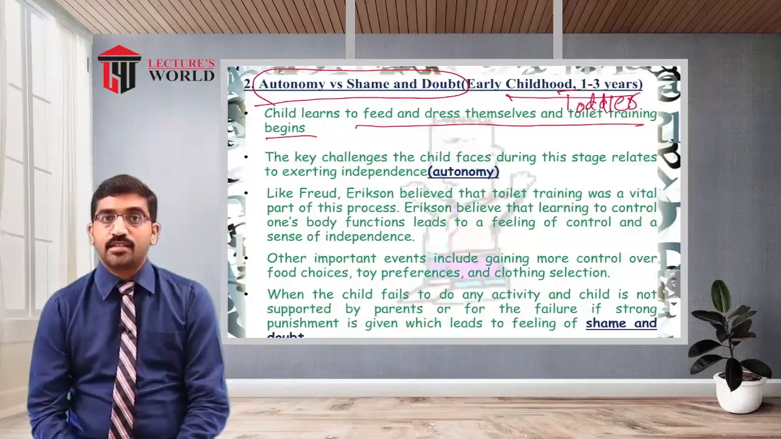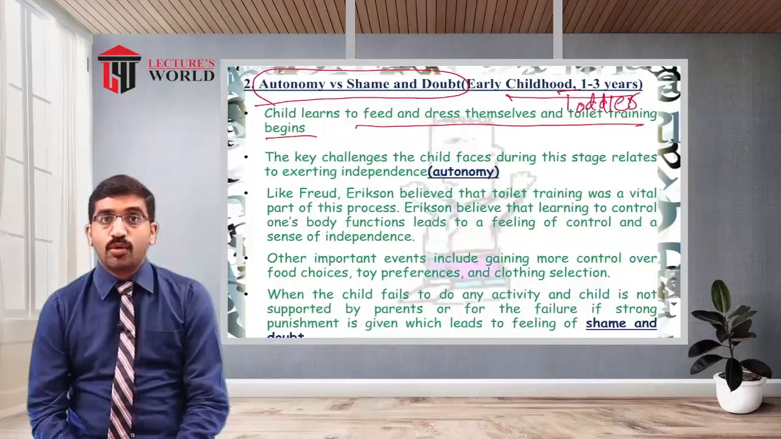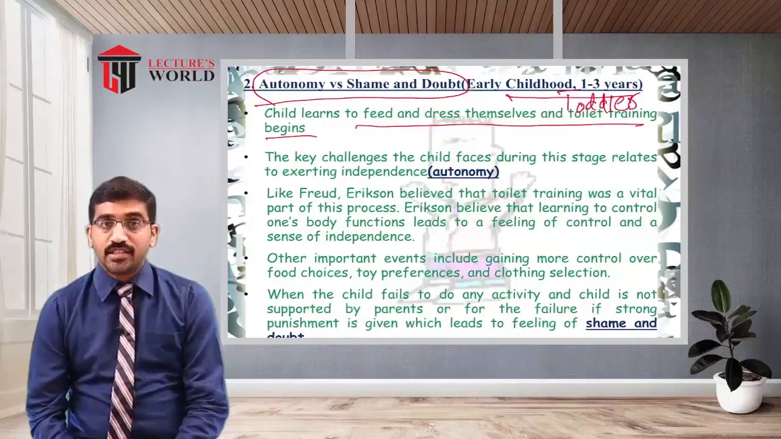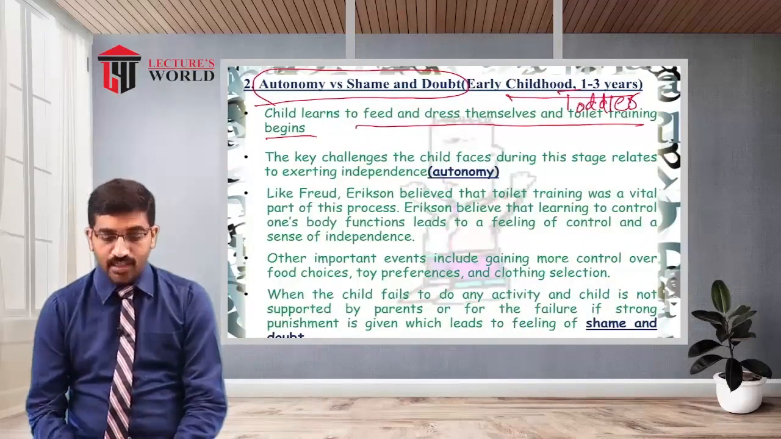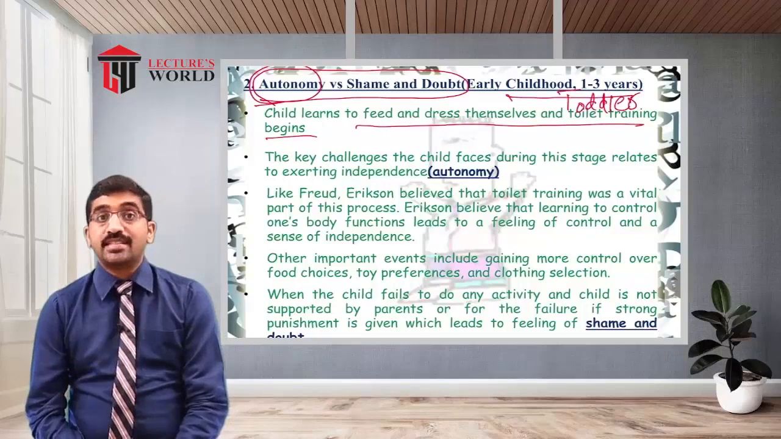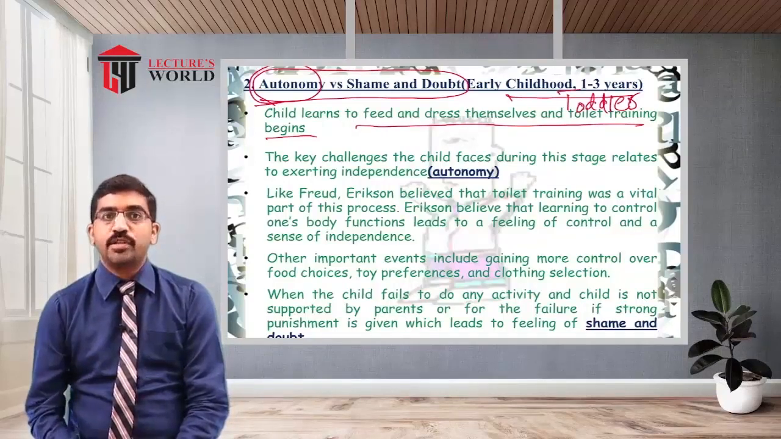Toddler means 1 to 3 year. They will be trained by their parents how to go to washroom, how to wash, how to pass urine, how to sit on the potty chair. This toilet training will be given. So child will develop autonomy. Autonomy means independency. They want everything to be done by themselves. It is a typical character.